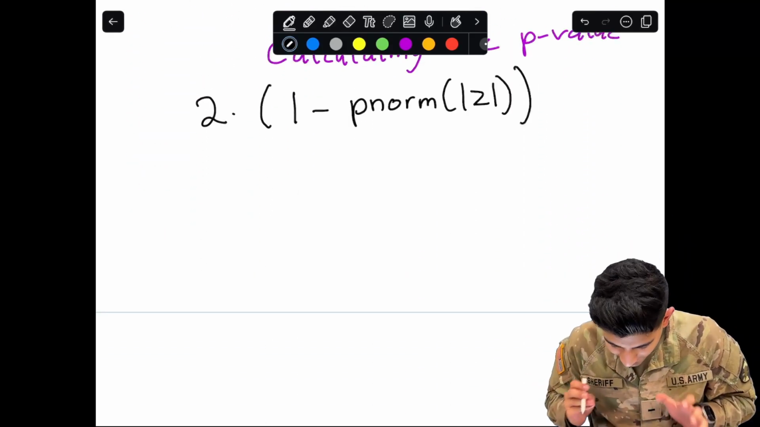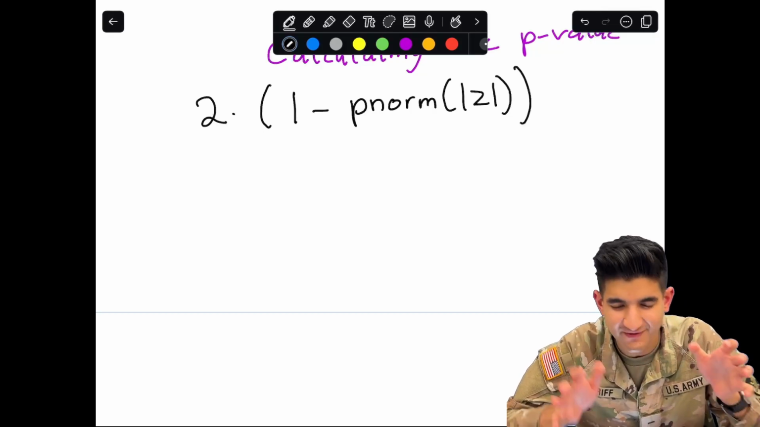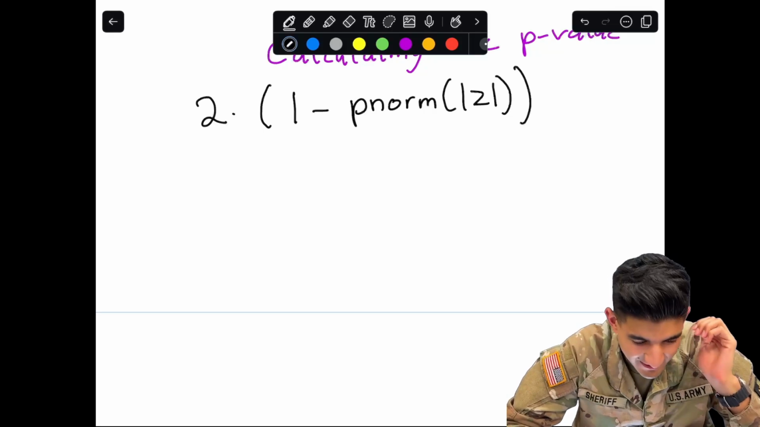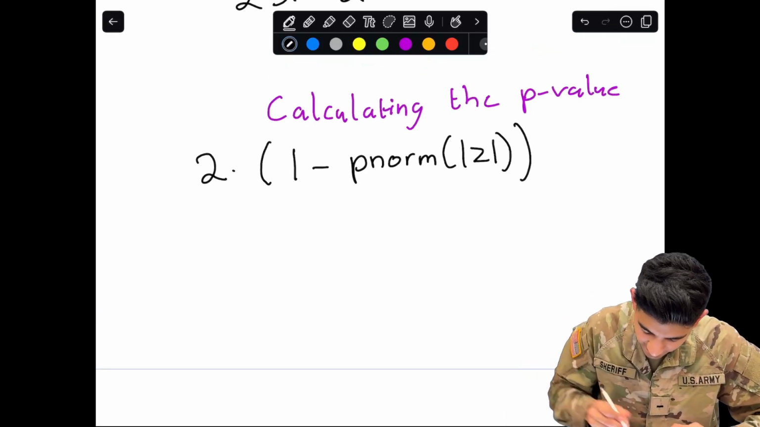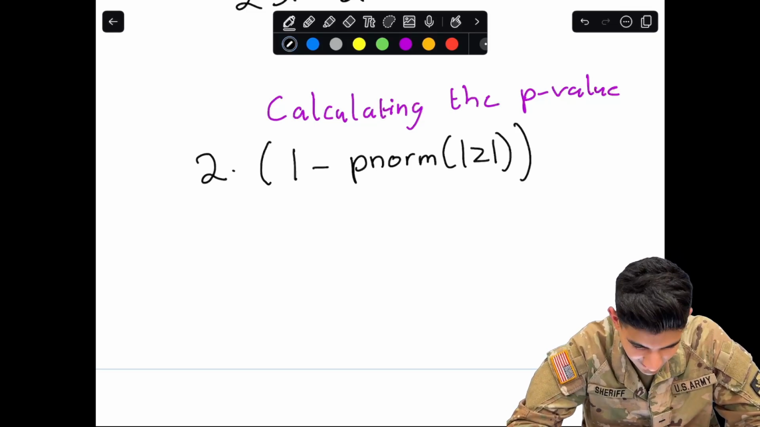So I'm going to open up RStudio right now, and of course, I can jump cut if this takes too long. We got RStudio. So I'm going to do 2 times 1 minus pnorm of the absolute value of z. So 2 times 1 minus pnorm.